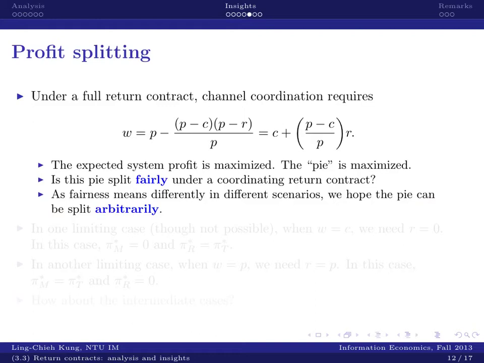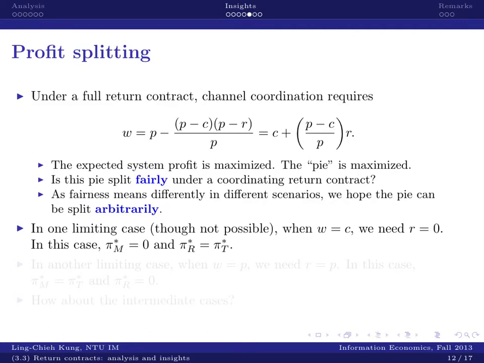There's a pie. Okay, I want to split this pie, 30% of this pie to the manufacturer. I hope that's possible. I want to split 20% to the manufacturer. I hope that's possible. No matter what percentage I want to give to the manufacturer, I want that to be possible. Okay, that's something we call arbitrary profit splitting. I want the pie to be cut in any way I like.